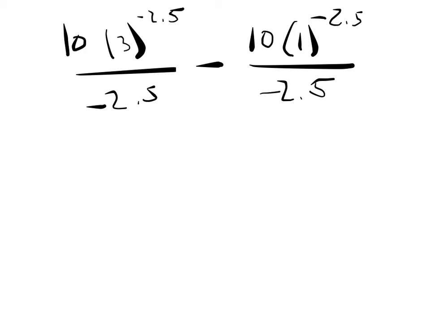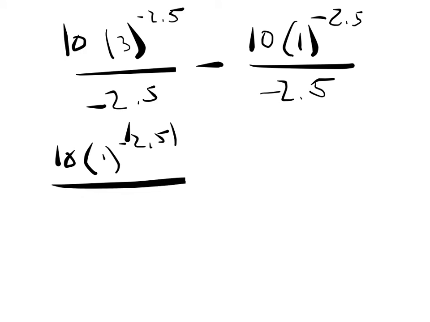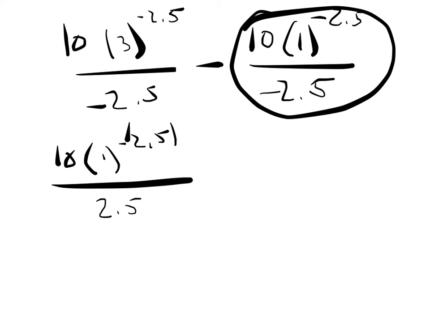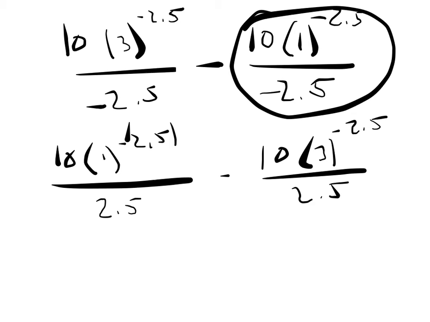So if we switch their order, we'd actually have 10 times 1 raised to the minus 2.5, which really is just going to be 1. Doesn't matter. And then over 2.5. So that's this term here. We've just taken away the two negatives. And then we have one negative here, so minus, and then 10 times 3 raised to the minus 2.5 over now 2.5, because that negative's gone here.